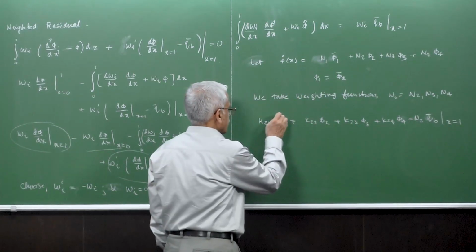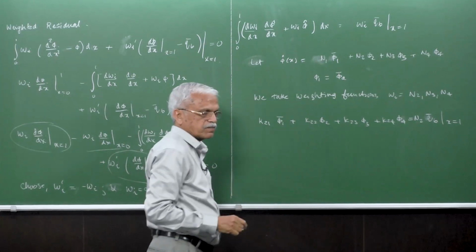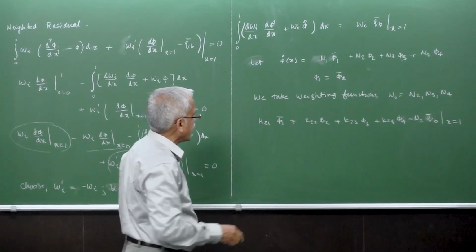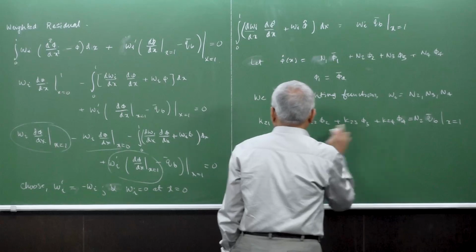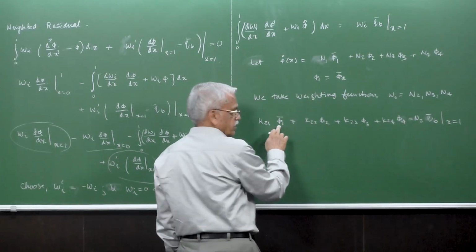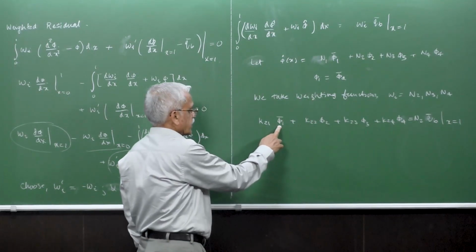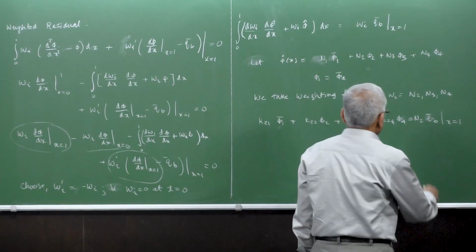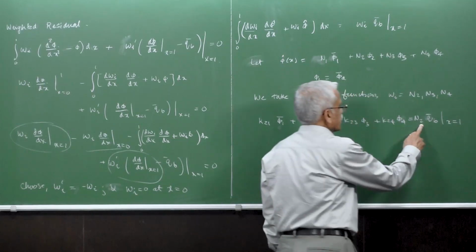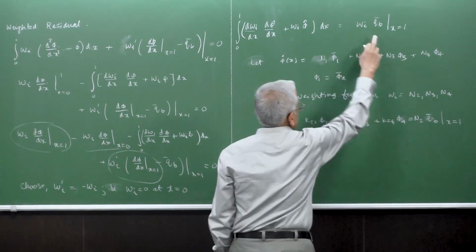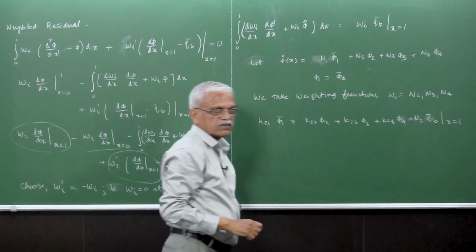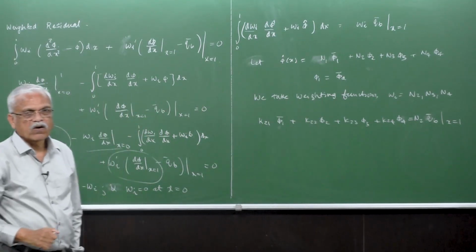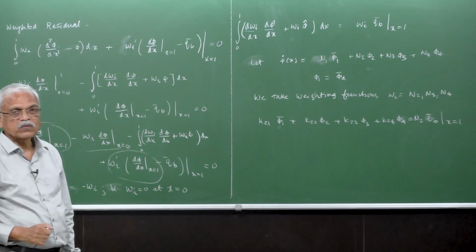Of course, don't forget that phi 1 is prescribed to be phi A. And then we have phi 2, phi 3, phi 4. However, if you substitute phi 1 is equal to phi A, then you take it to the right side. Further, we also have this term here, the boundary term. So what is the value of N2 at x is equal to 1?